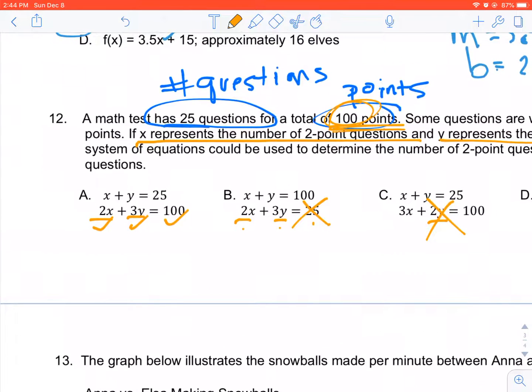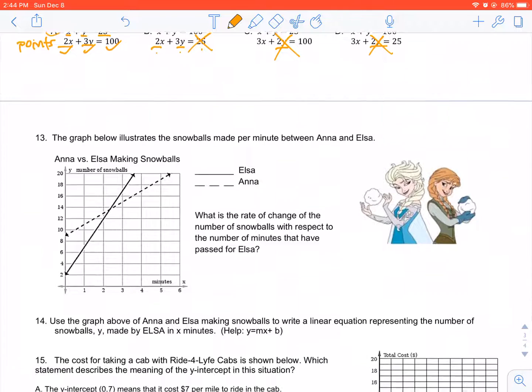This bottom equation is talking to you about points. And the top question is just counting the number of questions. So it's adding your 2-point and 3-point questions to get your total number of questions. Answer choice A is correct.